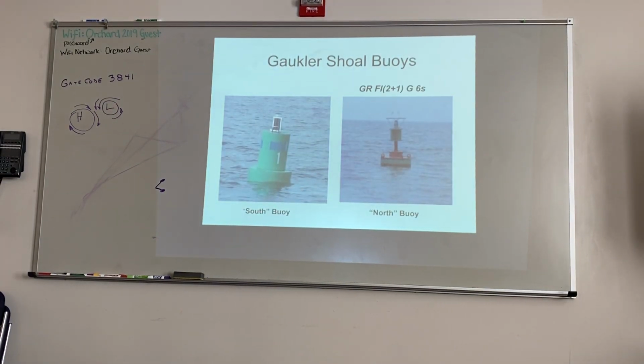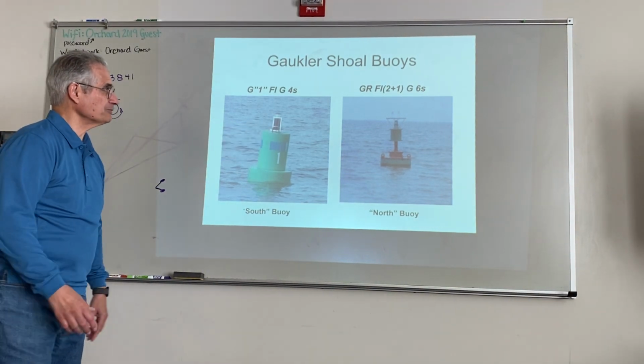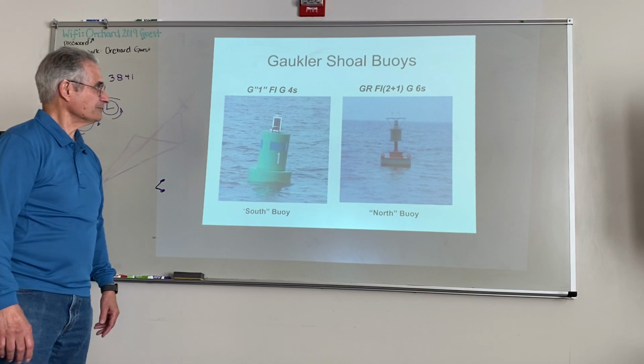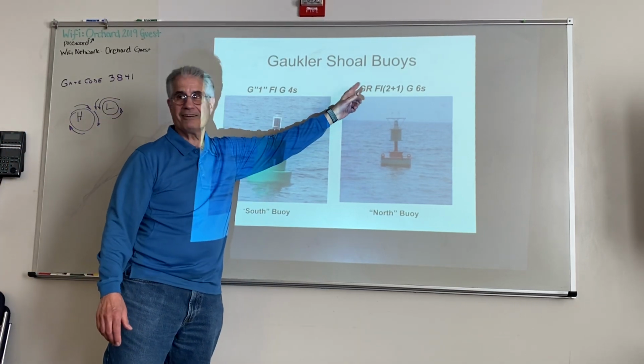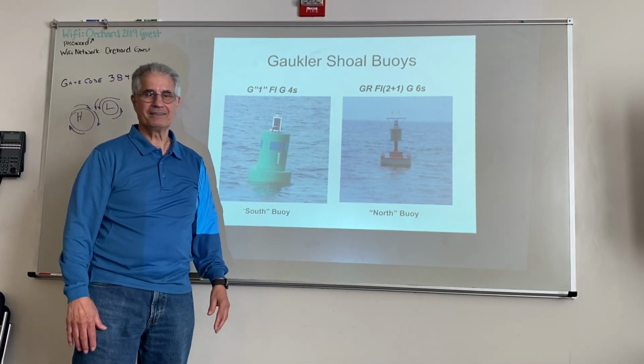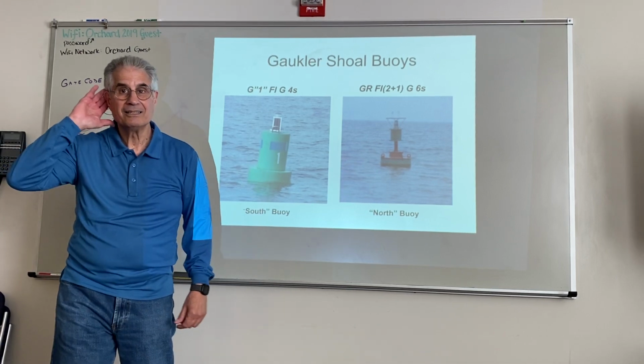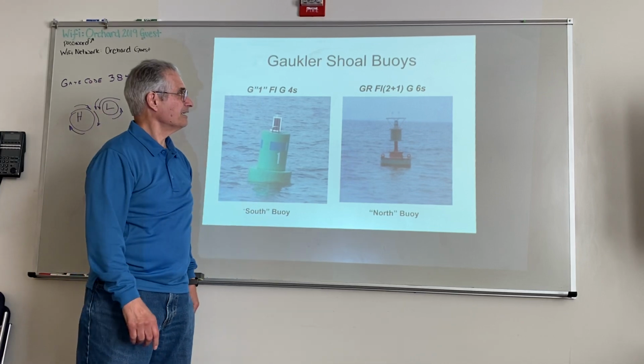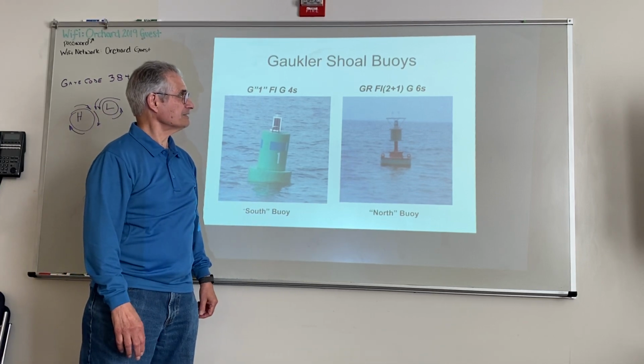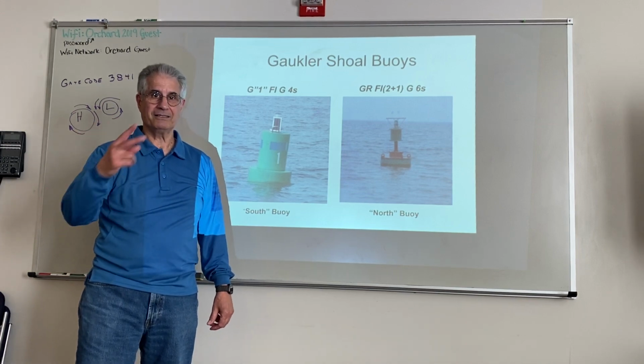Okay, then on the Gawker Shoal we have 2 buoys that hopefully you're all very familiar with now from your navigation exercises. The north buoy, GRFL 2+1. What does this mean? Anyone? Green, red, flashing twice, then another time, green every 6 seconds. Right, it's flashing green every 6 seconds, 2 and then 1, 2 and then 1.